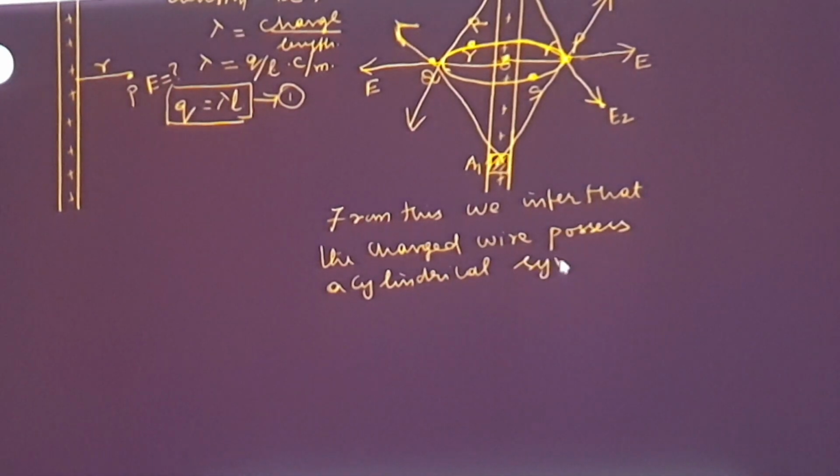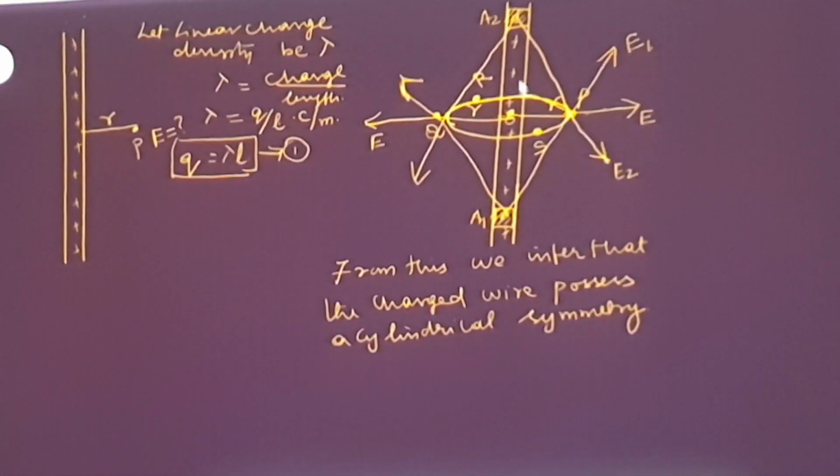What do you mean by this cylindrical symmetry? In order to apply the Gauss law, we are in need of a Gaussian surface, and the Gaussian surface should be symmetrical to that of the charge that you are considering. Here you are considering a long, infinitely long charged wire. So in order to apply the Gauss law, we consider a cylindrical Gaussian surface, because the infinitely long charged wire possesses cylindrical symmetry.